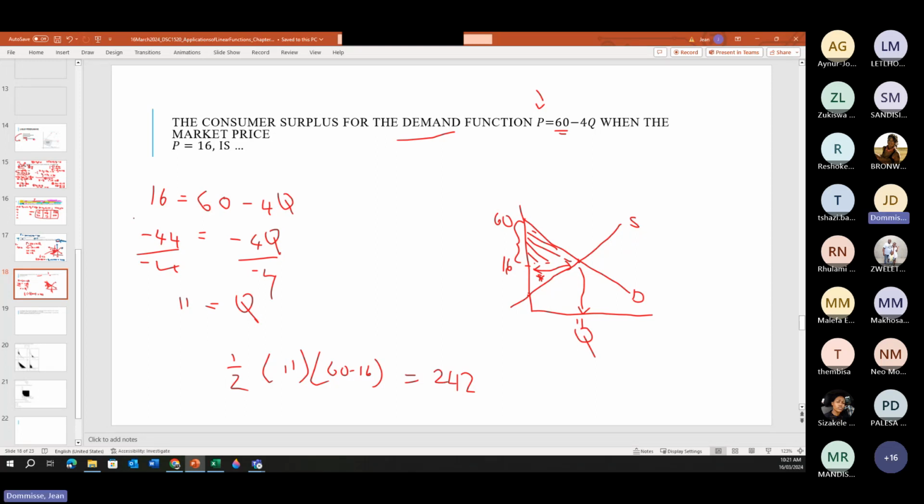So again, the supply function was not given, so we can't work out the producer surplus. If they have given you a supply function, again, we would have said the supply function is equal to the demand function to get that equilibrium that we need to work with. Okay, so that was consumer surplus and producer surplus. Somewhere in your assignments and in your exam, that will be there. They love to ask that, so it will definitely be in that part.